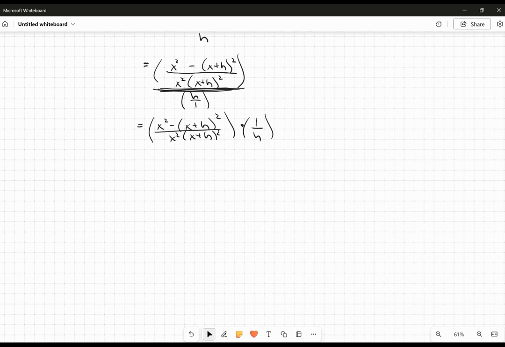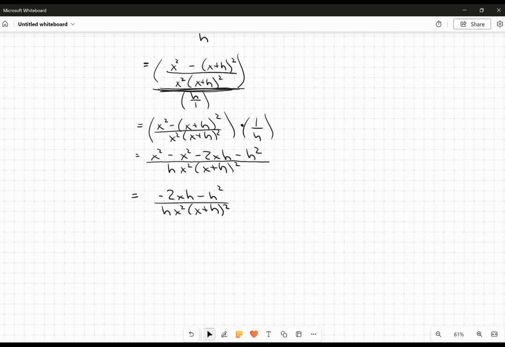Now, let's have a look at this numerator here. So I'm going to have x squared, and I'm going to multiply out that x plus h squared, that binomial there. And the negative, bear in mind, that negative is going to distribute through. So this will be negative x squared minus 2xh minus h squared, and this will be all over h, x squared, x plus h squared. Okay, well, hey, look at this. This is kind of nice. The x squareds cancel. So I'm going to be left with negative 2xh minus h squared over h x squared, x plus h squared. Well, that's awesome.